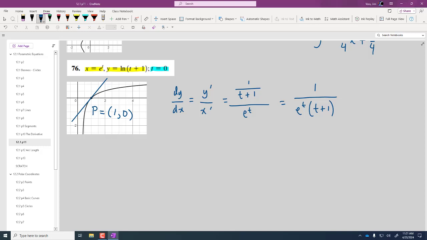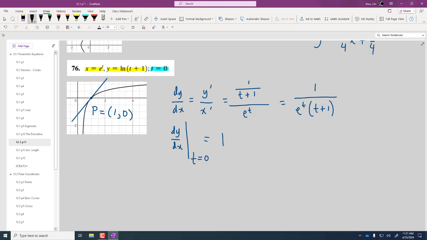When you plug in 0, you get 1. And if we plug in 0, so we're going to come over here and say, okay, the t value that we're interested in is t equals 0. That's what we're asked. Plug in t equals 0, and we get 1. So the slope of the tangent line is 1, at this point of tangency, 1 comma 0.